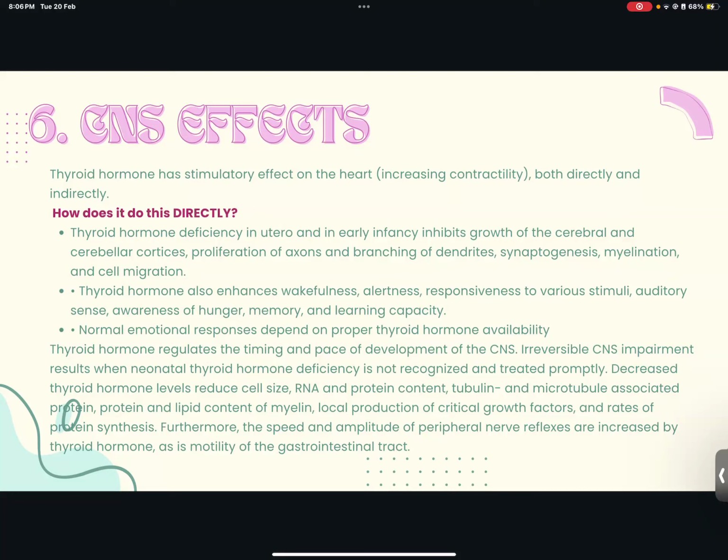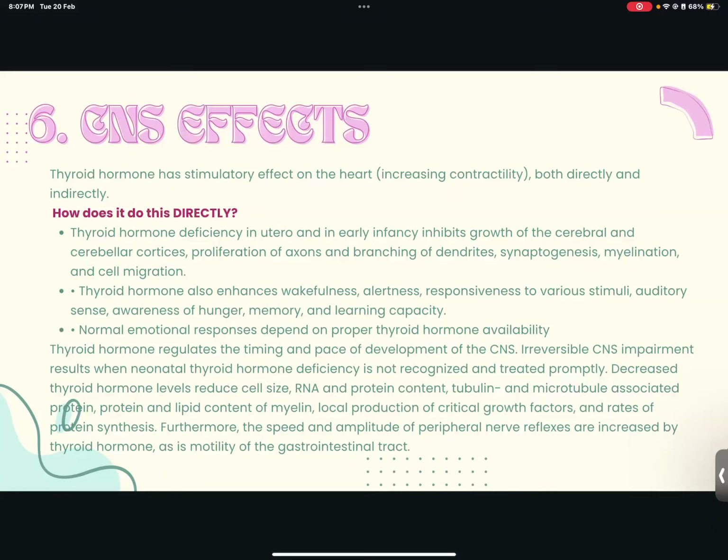And like we said, it has an effect on the child in the uterus. So if the child has a thyroid hormone deficiency in utero, they're going to have inhibited growth of the cerebrum and the cerebellum, and this is going to cause neurological deficits as the child grows older. And in adults, it's responsible for wakefulness and alertness, and also responsiveness to some stimuli.